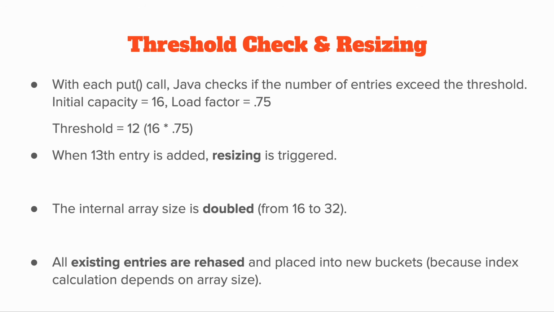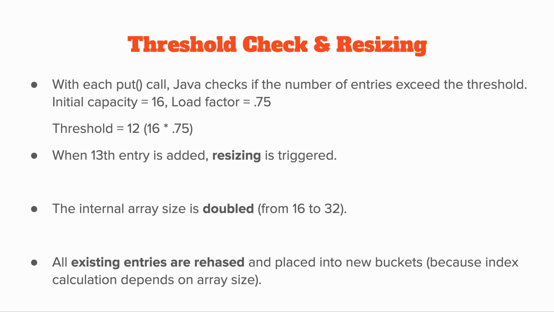Now another important thing inside a hash map is threshold check and resizing, right? With each put call, Java checks if the number of entries exceeds the threshold, and this threshold calculation happens with initial capacity and load factor. With initial capacity, the threshold is 12. So when the 13th entry is added, resizing is triggered. And resizing is important to prevent hash collision, which ultimately improves the performance of a hash map.